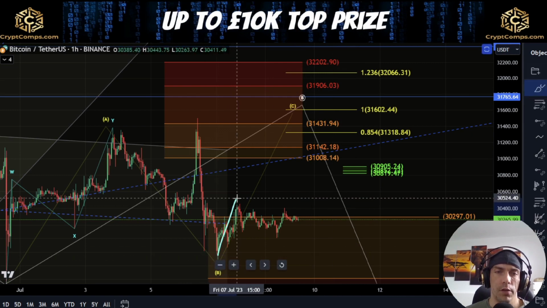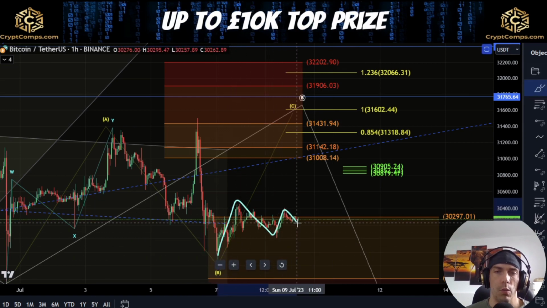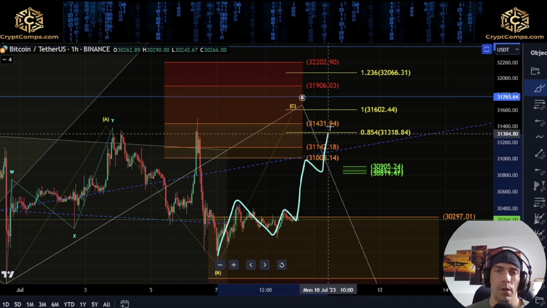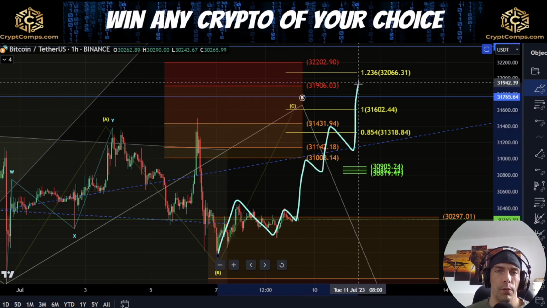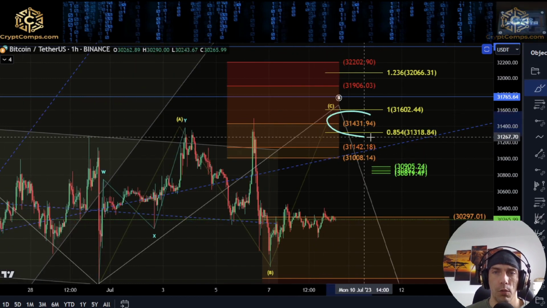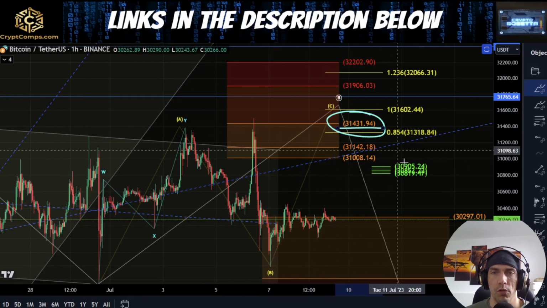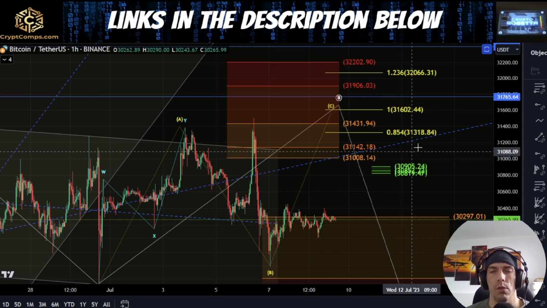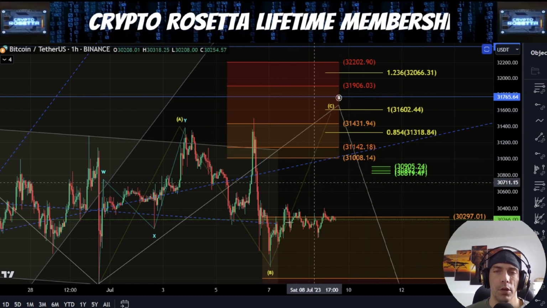So if we do start to see this develop as 1, 2, we get another 1, 2 here. We get that 3, 4, 5, an additional 4th and a 5th. Potentially these could become some of our targets, although we need to also be cautious of this level here of this 1-to-1, which would be this 31,431 level. So need to just be a little bit cautious.